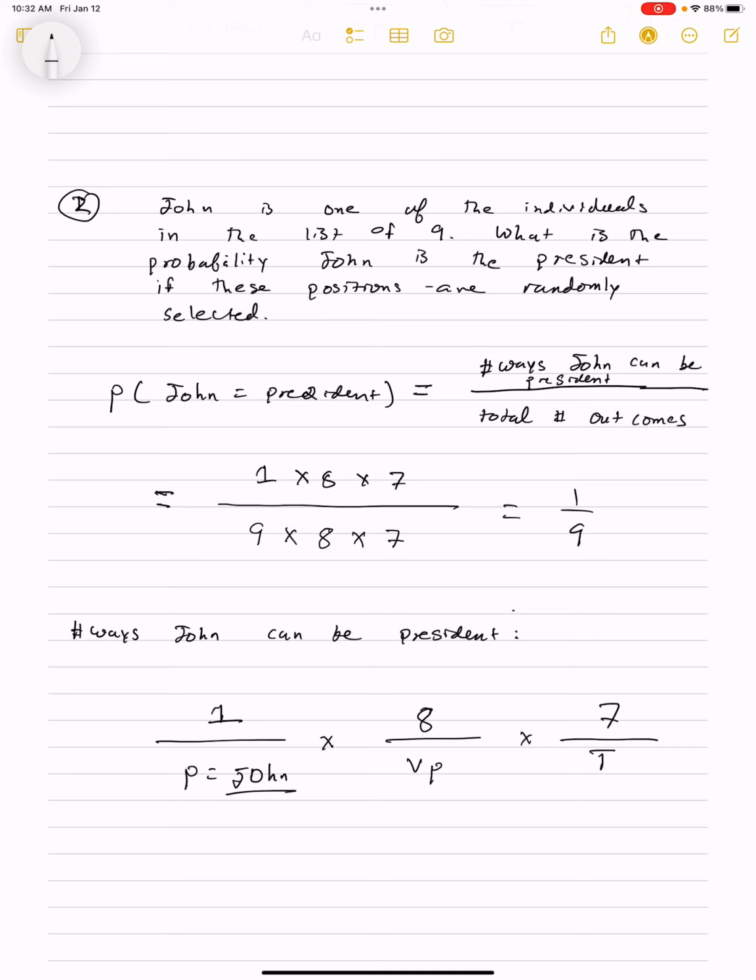And this makes sense, if the first position they're selecting is president and they're randomly selecting from a list of 9, it makes sense that John has a 1/9 probability.